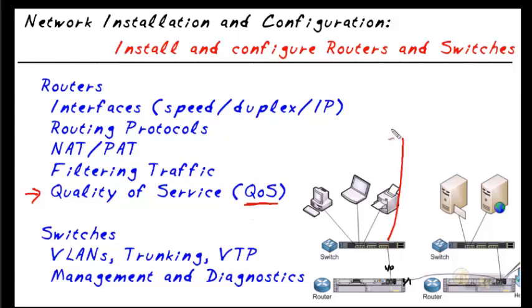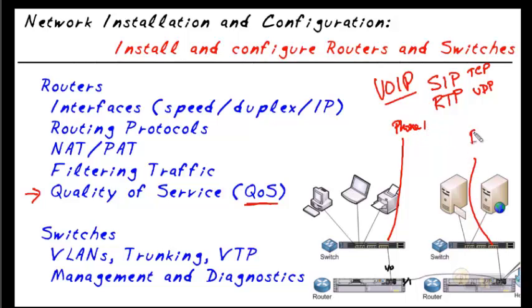Let's say we're implementing voice over IP. Some of the protocols we talked about were SIP, the Session Initiation Protocol, and RTP, the Real-Time Transport Protocol. SIP uses TCP for setting up the call. RTP is UDP for delivering the actual packets. So voice over IP, fantastic. So we have phone 1, and over here, off this switch, we have phone 2.